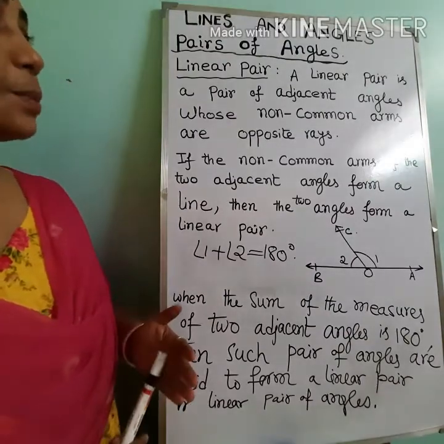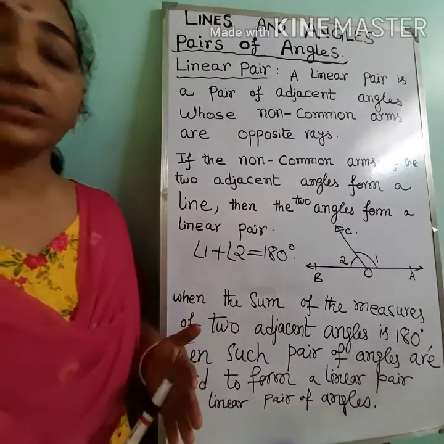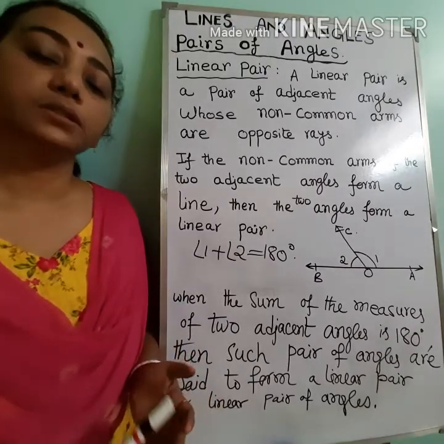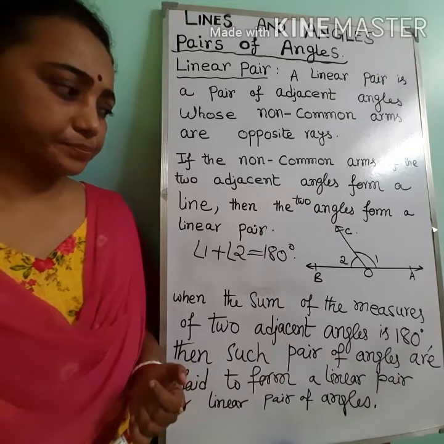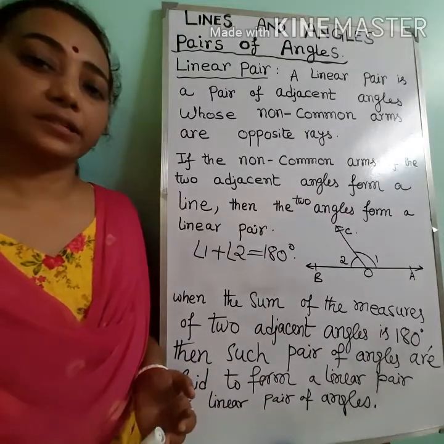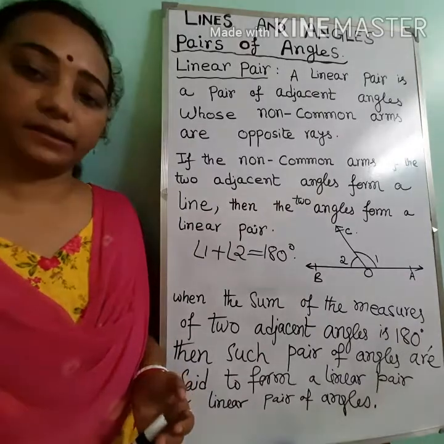So what is a linear pair? A linear pair is a pair of adjacent angles whose non-common arms are two opposite rays. That means the linear pair of angles are always adjacent angles. They are two adjacent angles.